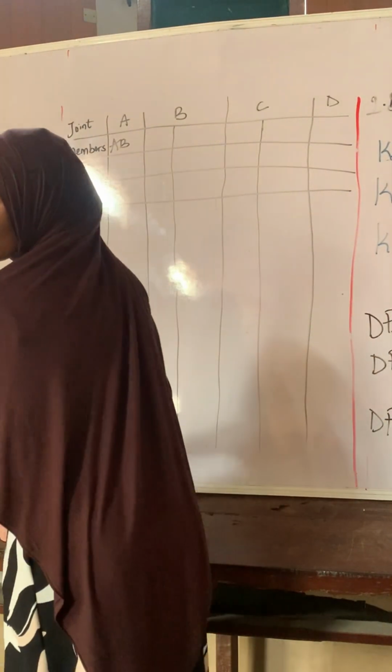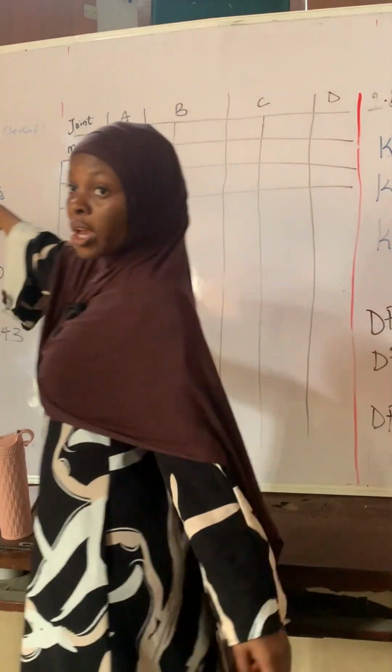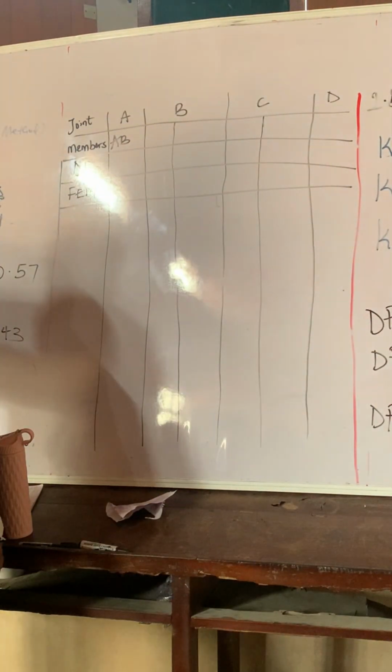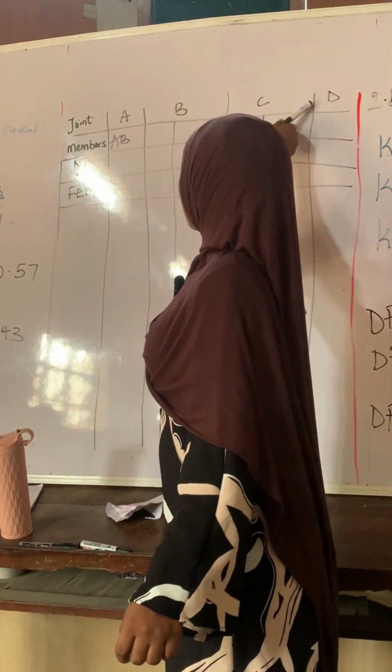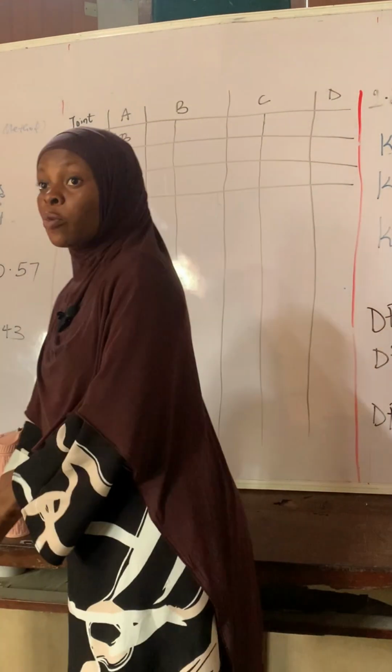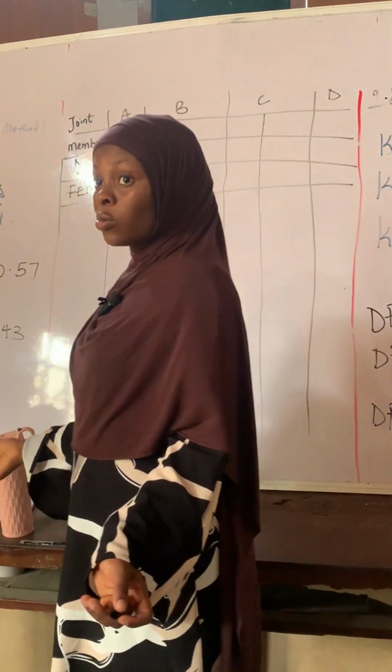So listen, guys, listen. At joint A, how many joints do we have in the question? We have A, B, C, and D, right? So that is A, B, C, and D. So at joint A, we have only what? A, B, right? Are you guys listening? We have only A, B.